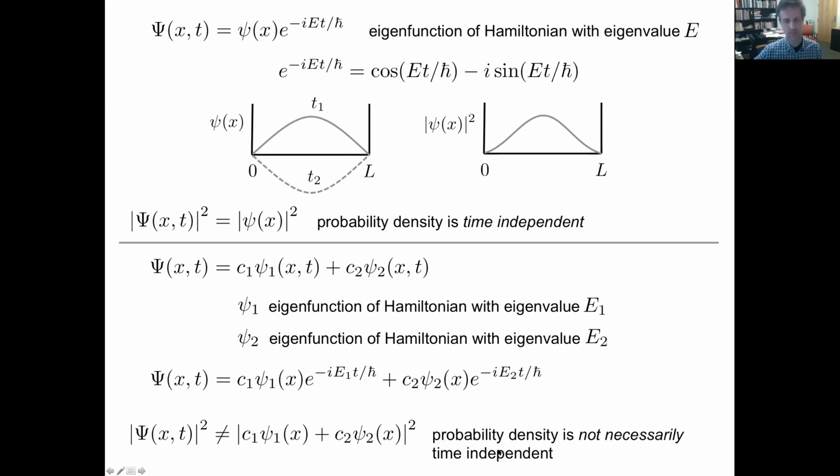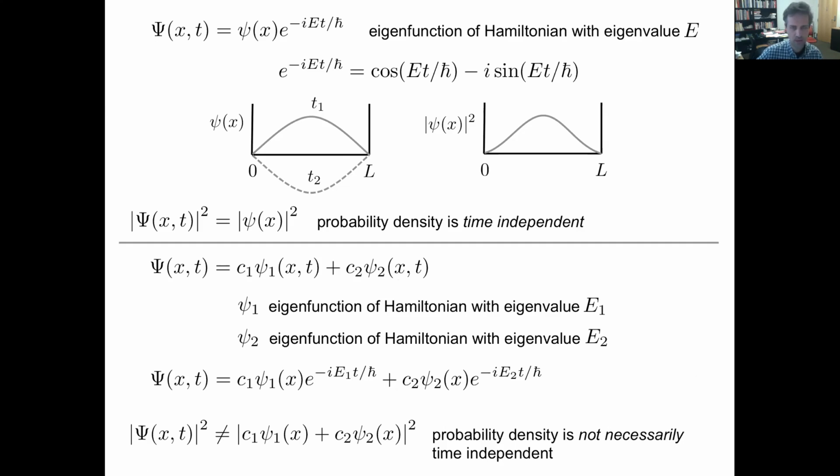It could be time independent, especially in the case when the energies E1, E2, E3 and E4 are all the same, then it's still time independent. But if they are different, then it's not. Okay, so this is kind of an interesting conclusion.